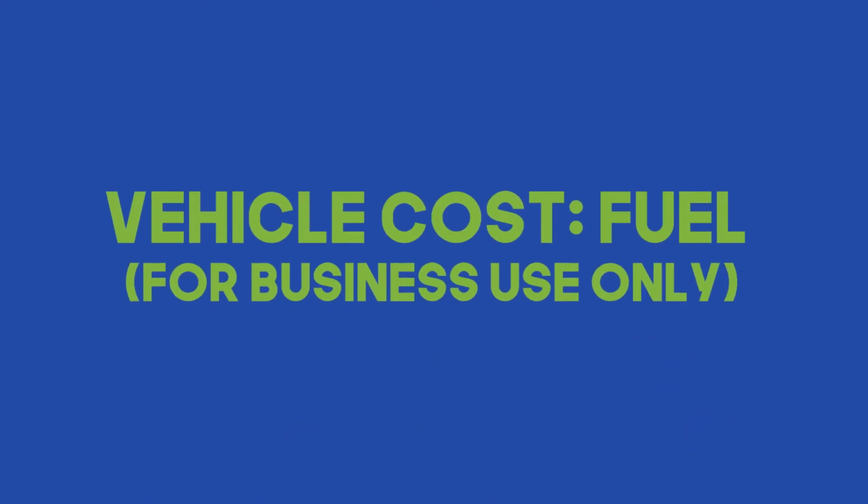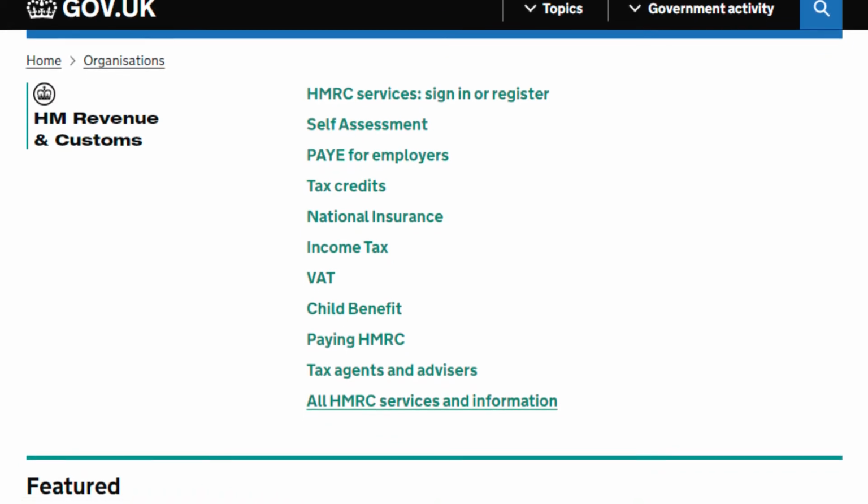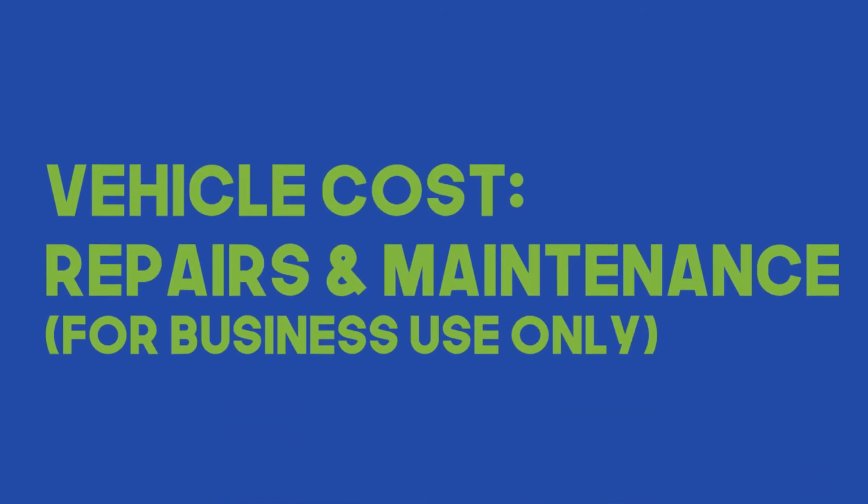Now, the vehicle cost: fuel for business use only. You're looking at creating vehicle costs if you are using your car to travel to places where your projects are. You can record the fuel you paid for those trips as part of your business expense. To know what you can claim, go on the HMRC website and have a quick browse over it. If you are using it purely for business purposes, you incur fuel cost that should be claimed as part of your expense with HMRC.